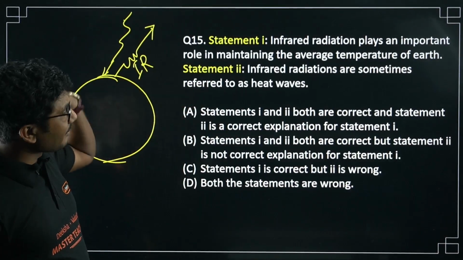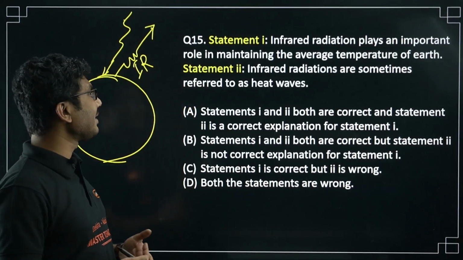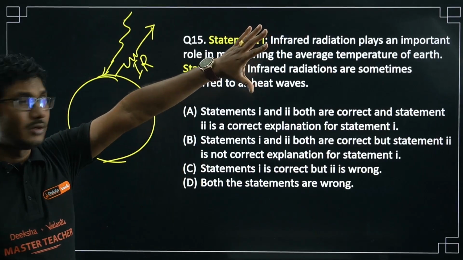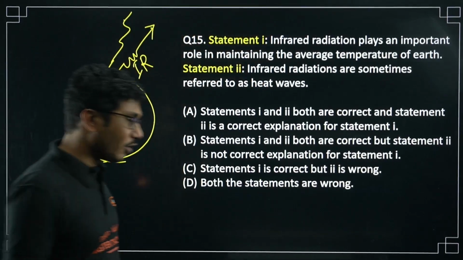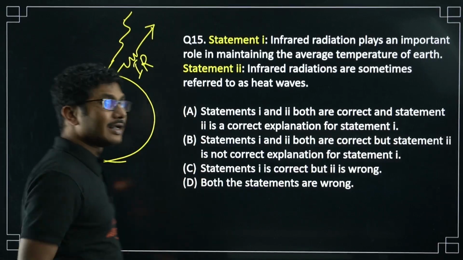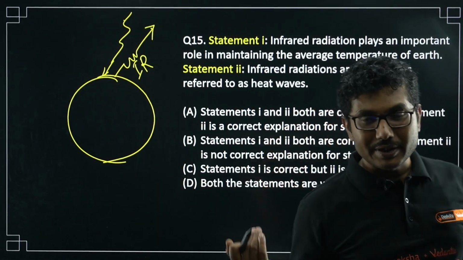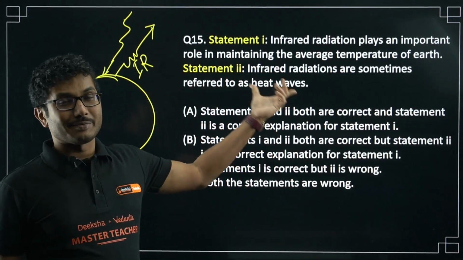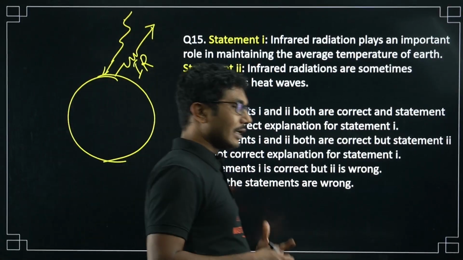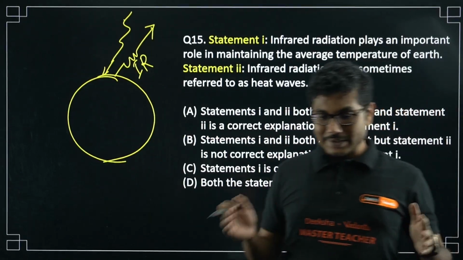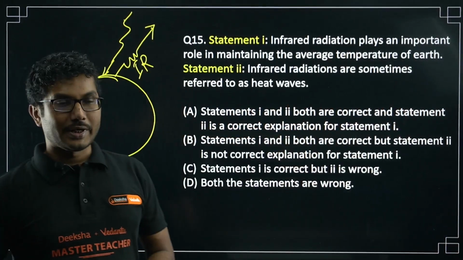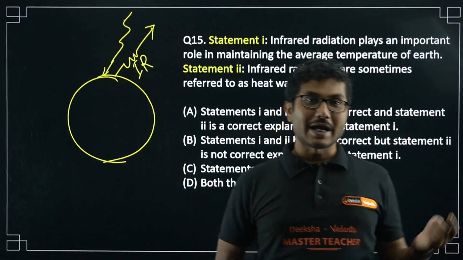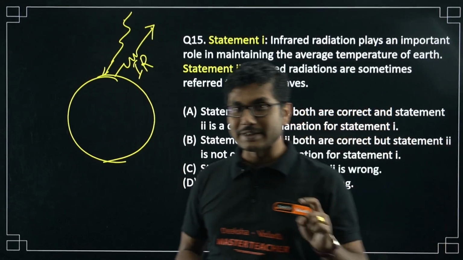Now infrared radiations are sometimes referred to as heat waves. Even though that is a correct statement, I personally do not feel that this is the correct explanation. Heat wave can be anything. The only thing we could have said is that at night Earth radiates infrared rays back to space. That could be the possible explanation for statement 1. Even though this is a correct statement, whenever we say heat is transmitting, heat basically means infrared radiation. We know that heat transmits in 3 different ways: conduction, convection and radiation. The radiation part of the heat is basically infrared ray.